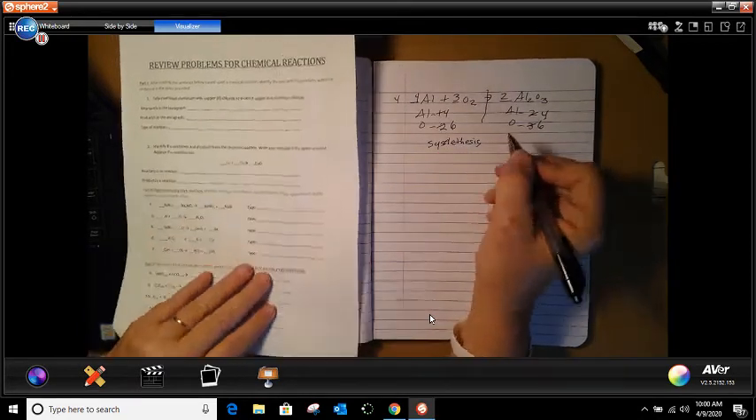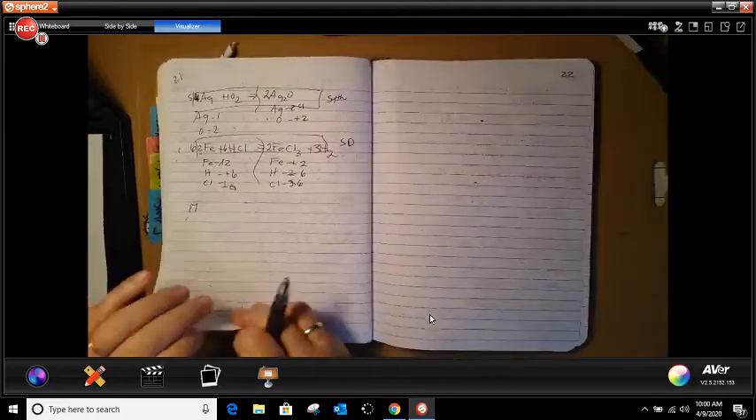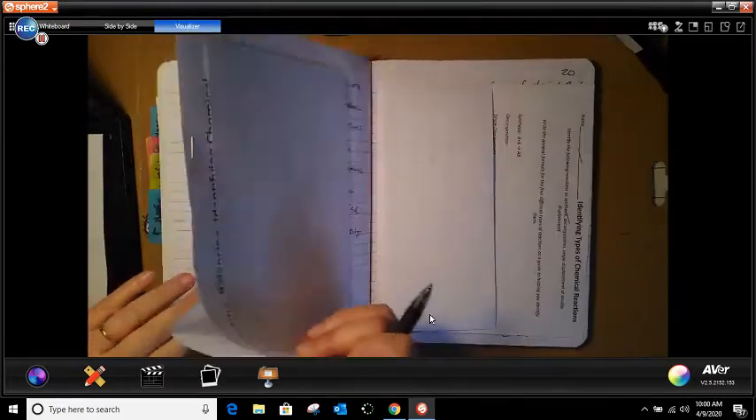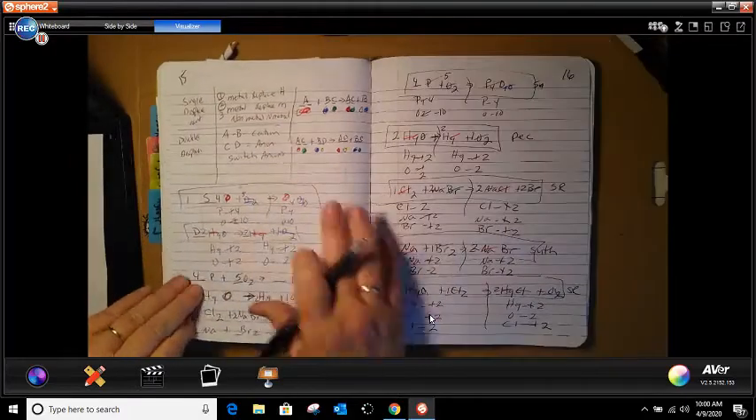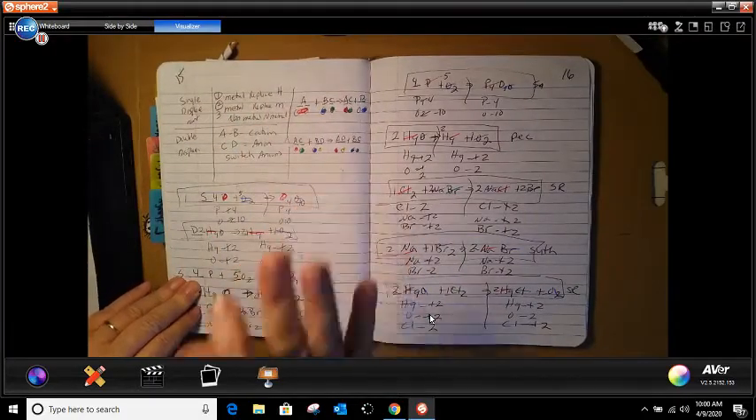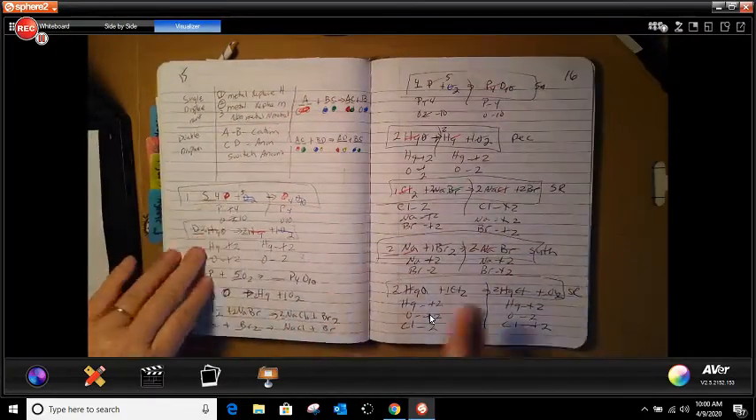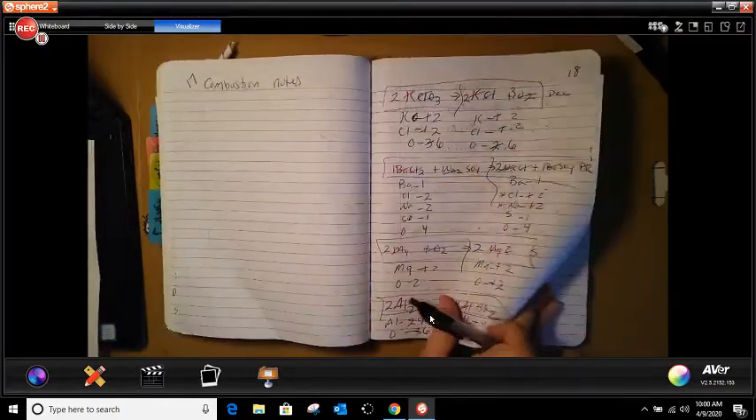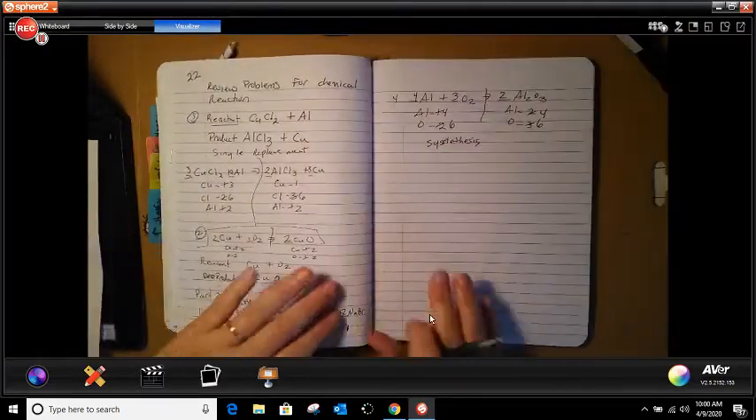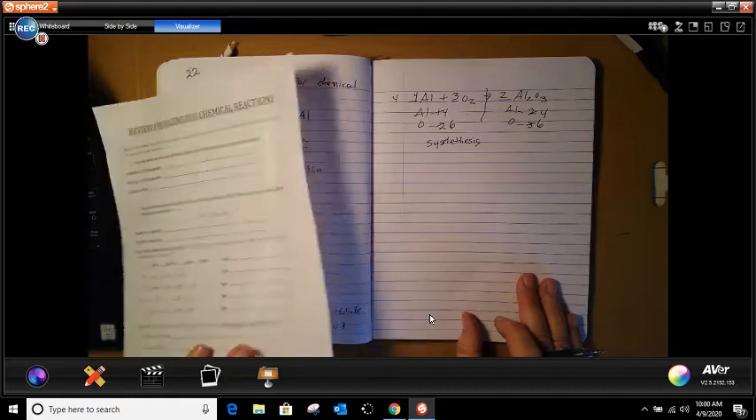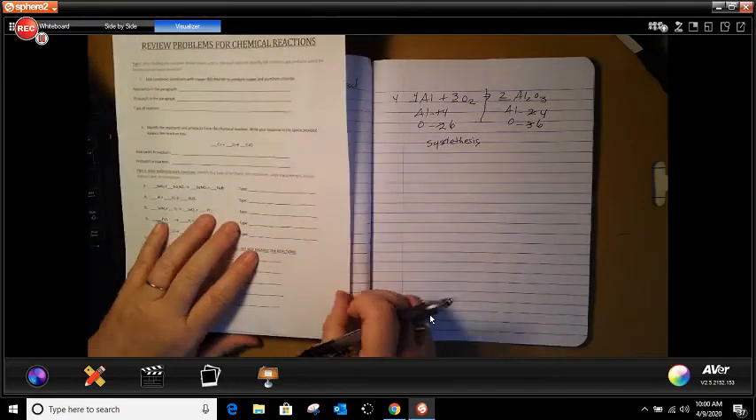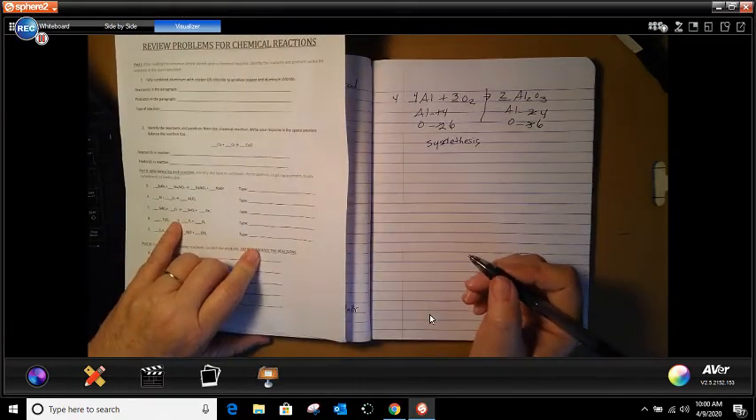And remember, you can always go back to the handout that you did where you were coloring everything. If you feel like you still need to color, like I have done on some of my pages, please feel free to color still. Okay? So now I'm going to go to number 5.